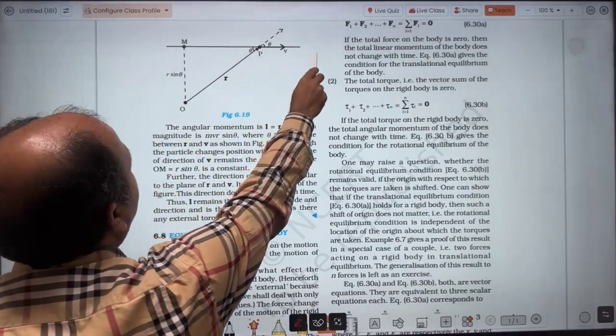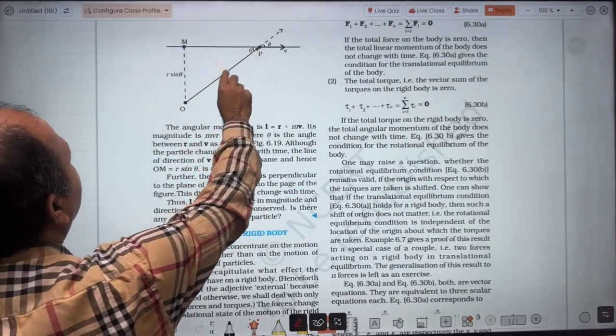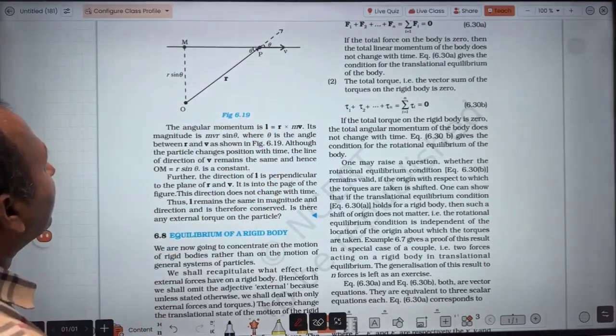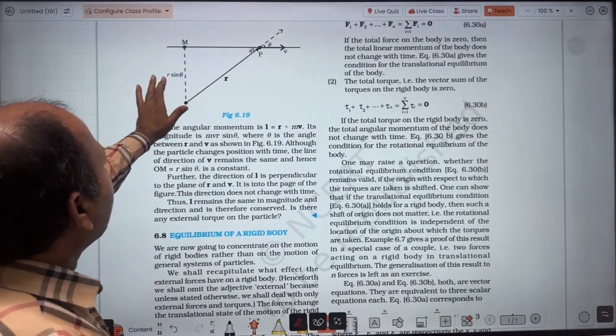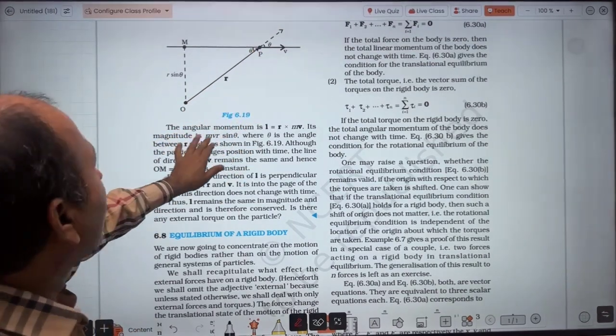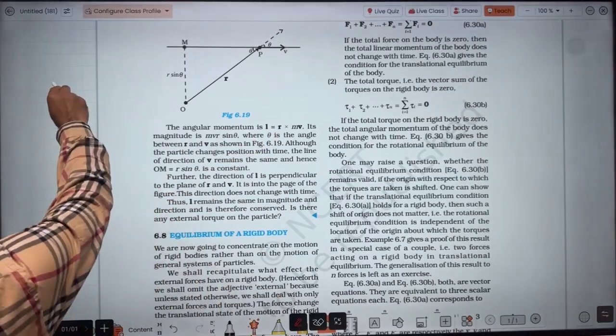Here the particle is moving with constant velocity in this direction. So this is the perpendicular distance of the line of force. This is r sin theta, this is the position vector r, this is theta. So the angular momentum is L equal to r cross mv, as we have studied.